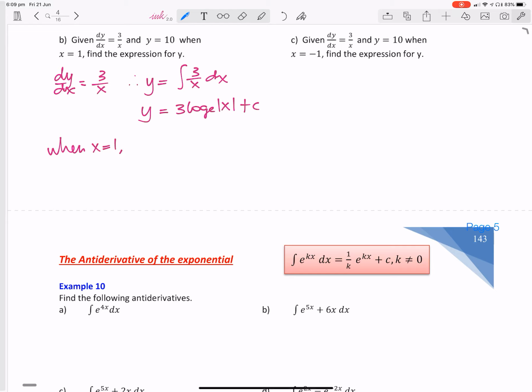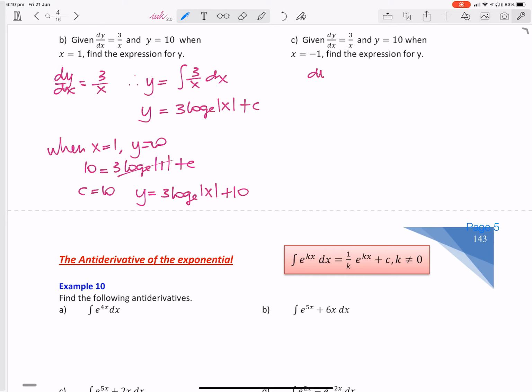When x equals 1, y equals 10. So we get 10 is equal to 3 log e of mod of 1 plus c. That's 0, so c equals 10. So we get y equals 3 log e of mod x plus 10.